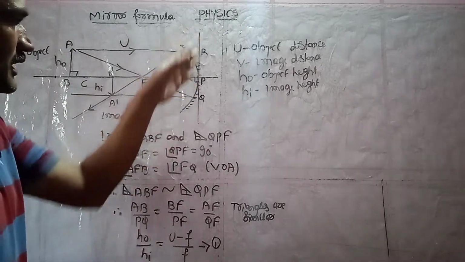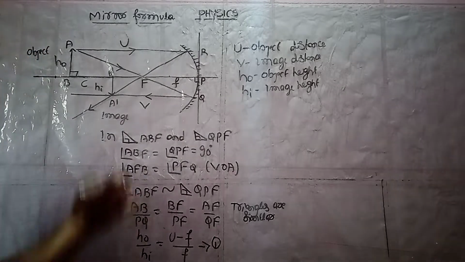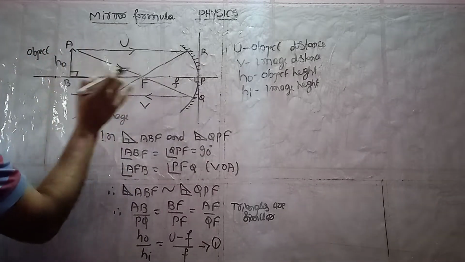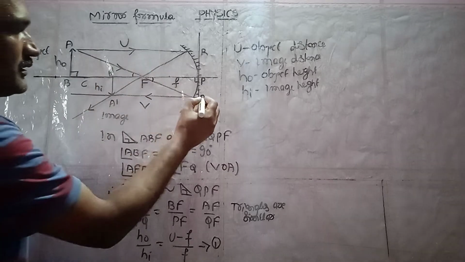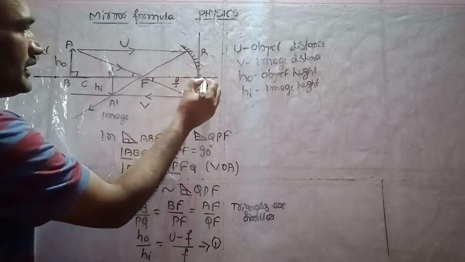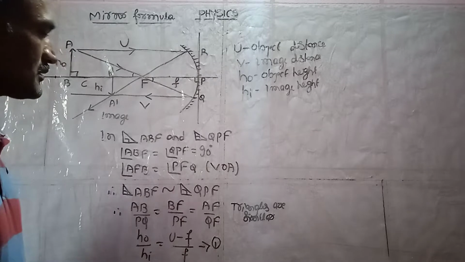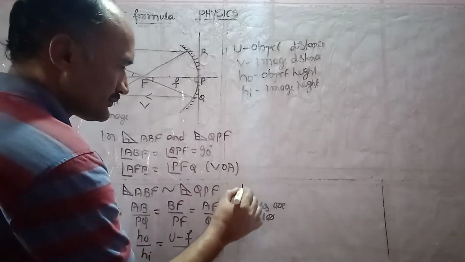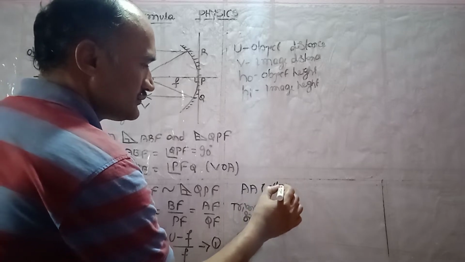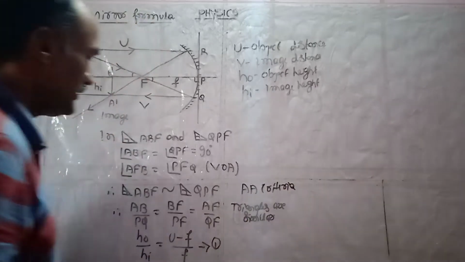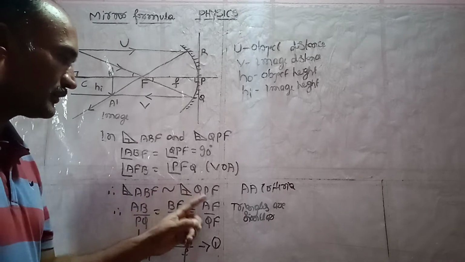So this is always perpendicular to the principal axis. Angle AFB and angle QFP, or PFQ, are vertically opposite angles. So on the angle criteria, AA criteria, we can say these two triangles are similar. So triangle ABF is similar to triangle QPF.